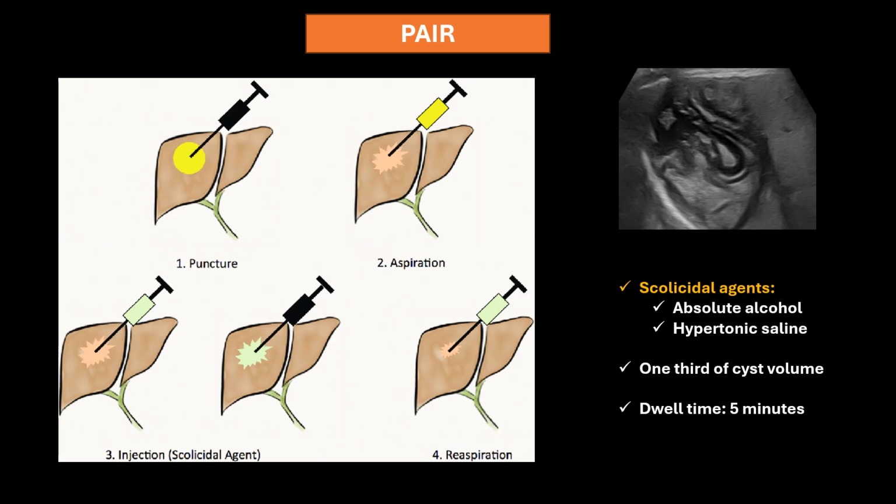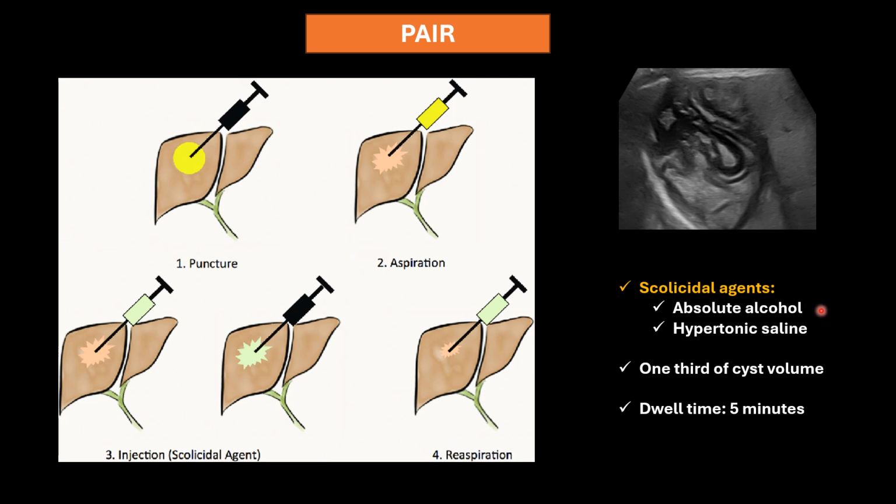Coming to what is the IR treatment in it, yeah, surgery can be done, but more easier or more elegant way of doing is PAIR. What is PAIR? It is puncture, aspiration, injection, and re-aspiration. So once we aspirate everything, we are going to inject. What are we going to inject? We are going to inject scolicidal agents. What are scolicidal agents? Either it is absolute alcohol or a hypertonic saline.